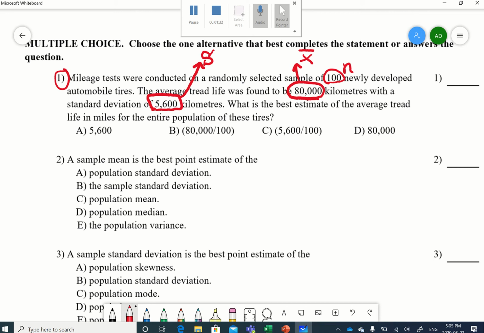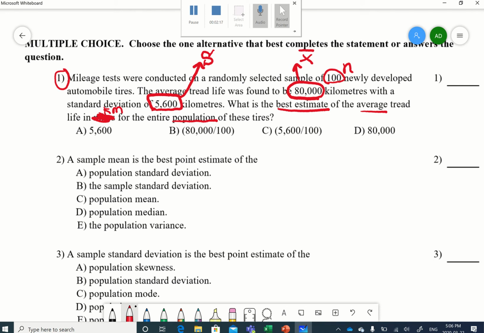So the question is, what is the best estimate of the average tread life in miles? Okay, so this is actually a typo. It should be in kilometers because all the numbers are in kilometers. So what is the best estimate of the average for the entire population? That means, what is the best guess of the population mean? That's what this question is about.